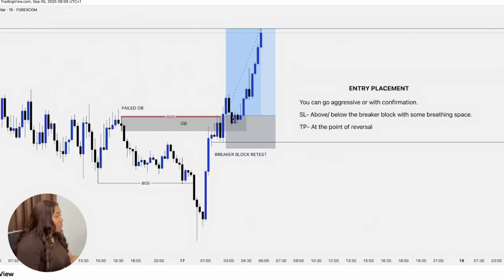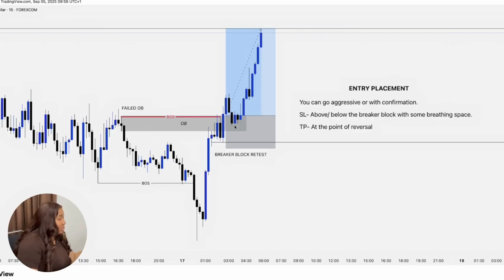This is an example for a buy. Now you can still go aggressive or work with confirmation for the entry placement. Now you can see where price failed here. That is where this order block failed after dishing out a very clean break of structure. Now price coming there, you can see there is a little accumulation, then after that price cleared it to the upside, giving a change of character or a break of structure. Now you can see what price did.